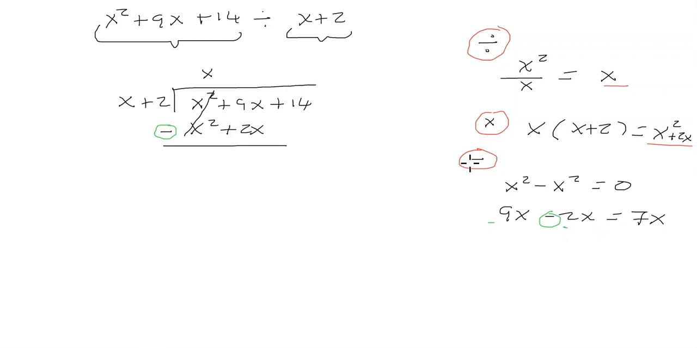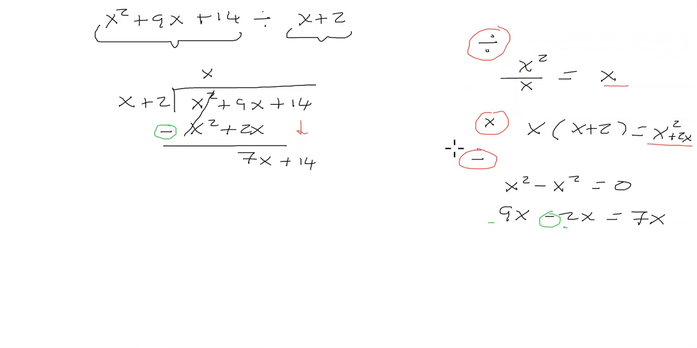So this is the subtraction phase. We write our answer down underneath. x squared minus x squared leaves you with 0, so there's nothing to write down here. Then 9x minus 2x leaves you with 7x, and you put your answer down here. Then you bring down the 14, plus 14. So that's one cycle that we've gone through.